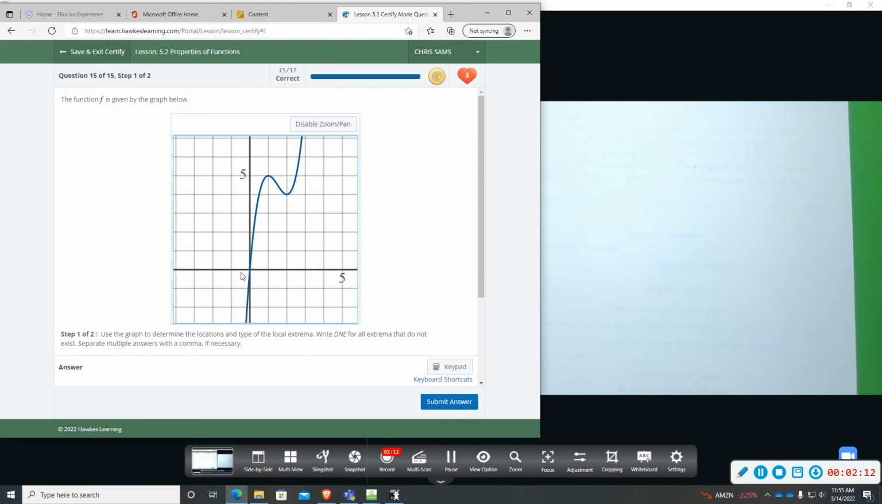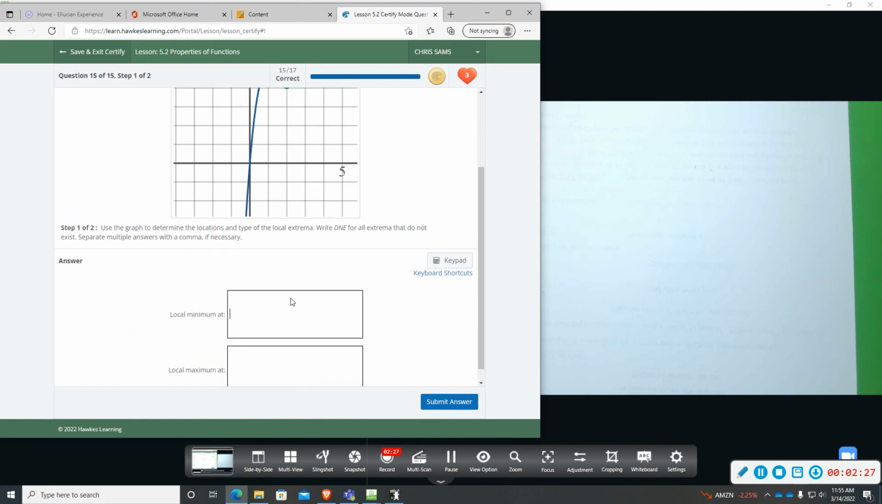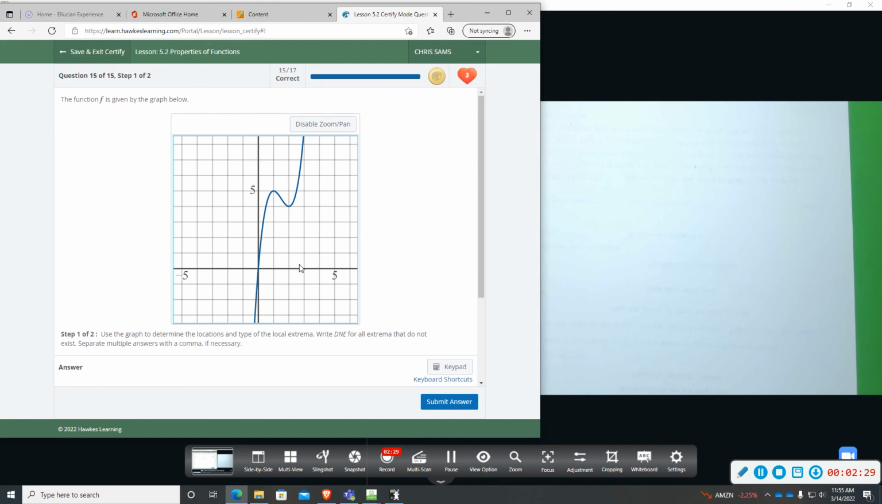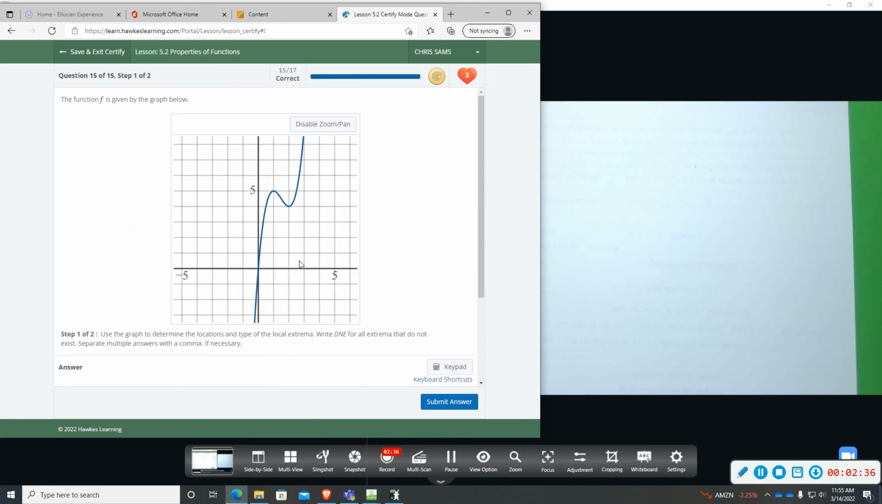So right here when x is 1, we have a high point. When x is 2, we have a low point. So at 1 and 2, we have, so the minimum was at 2. The minimum was at x equals 2. The maximum was at x equals 1. Okay, just telling it by location.